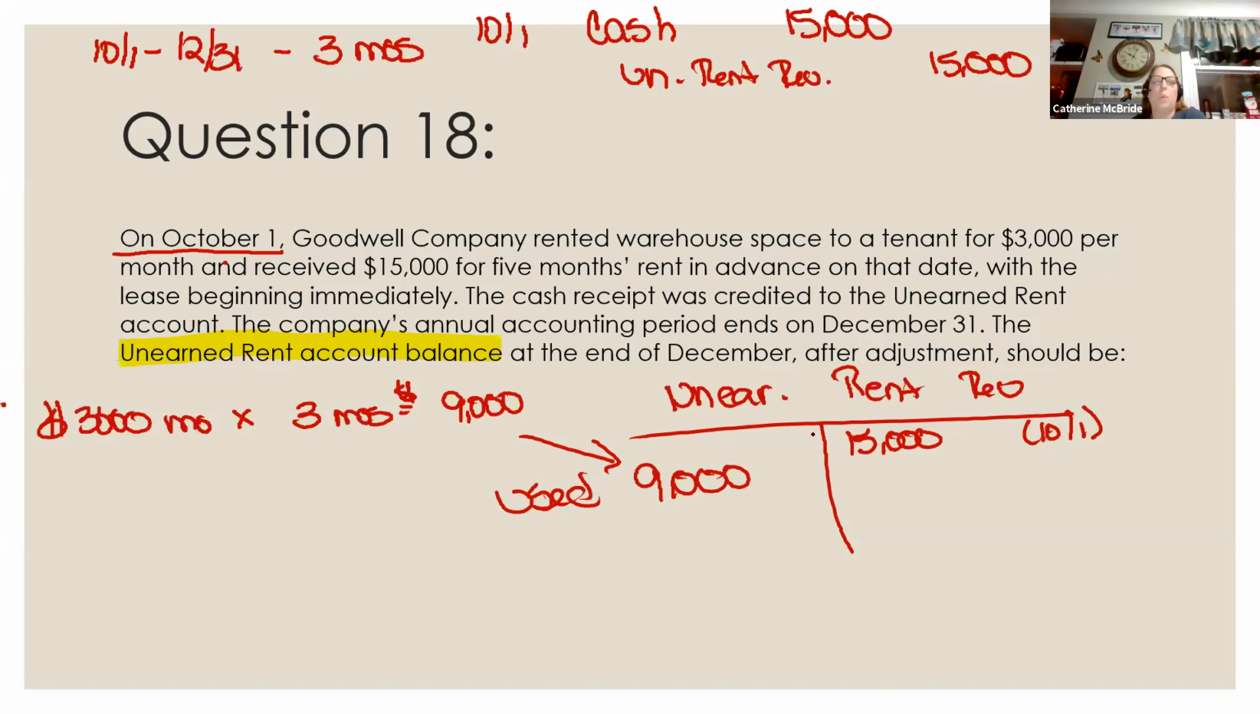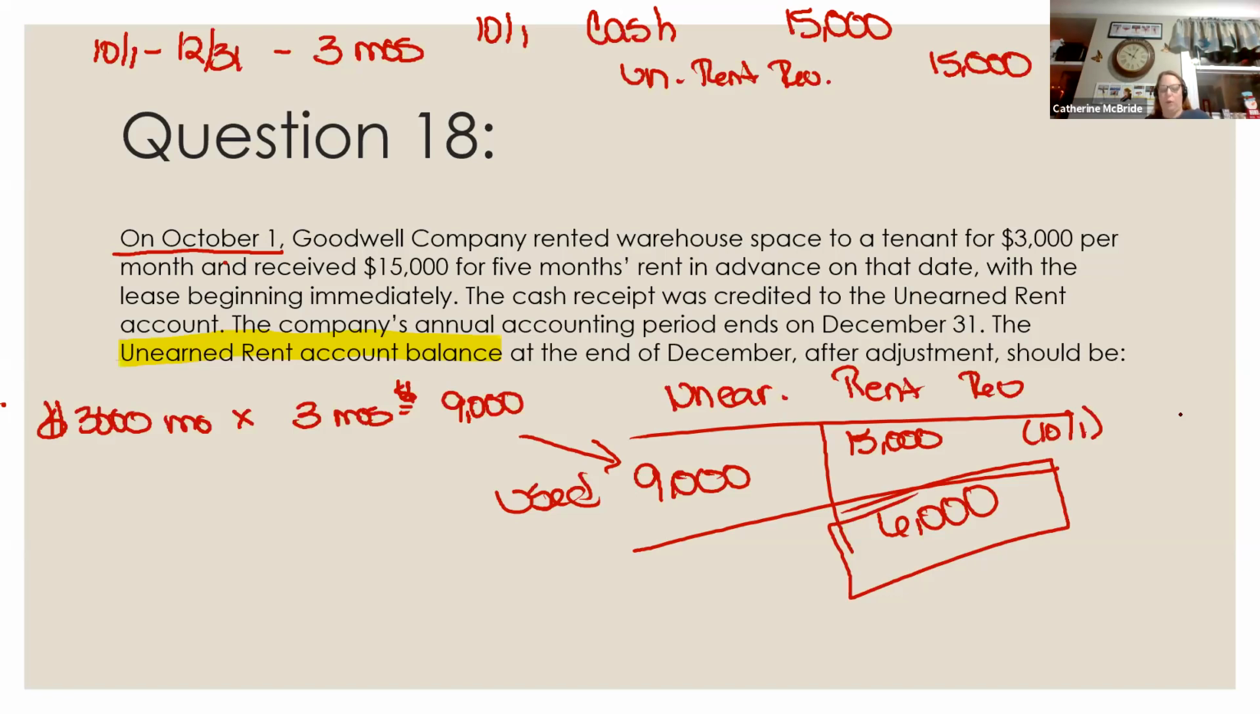We want to know what is the balance at the end of the year. So we started with 15,000, 9,000 was used up. So we have a $6,000 balance, which is what they asked for in this question.